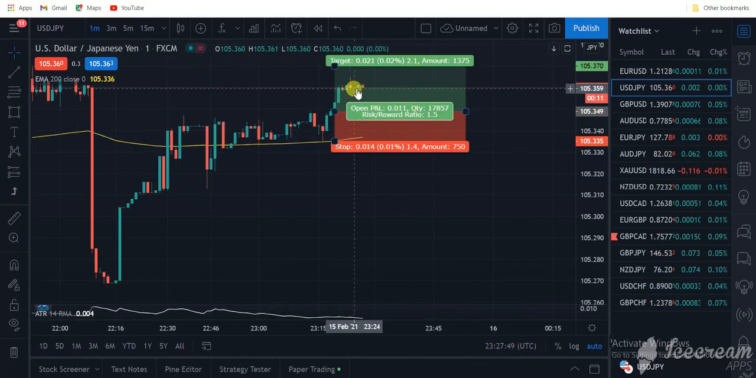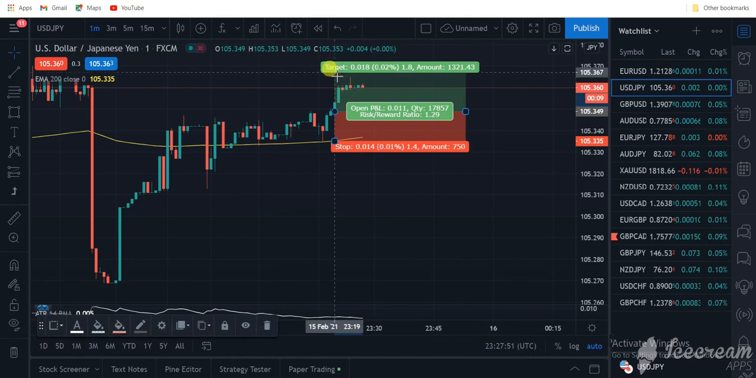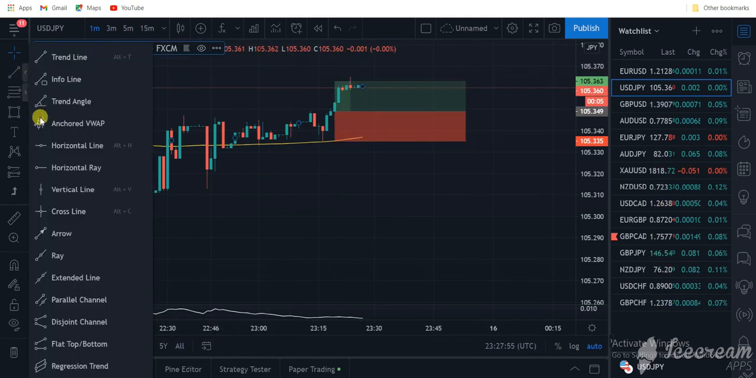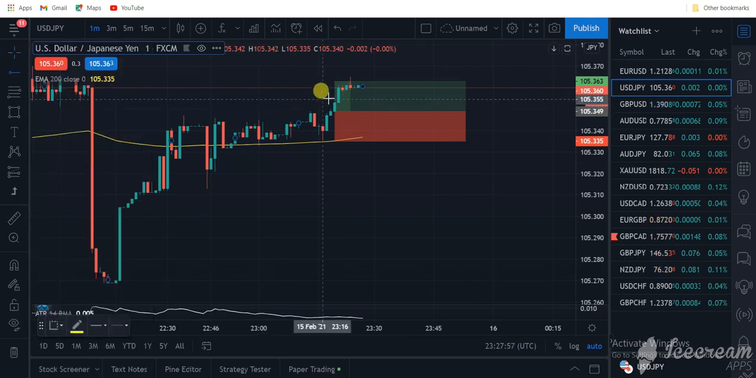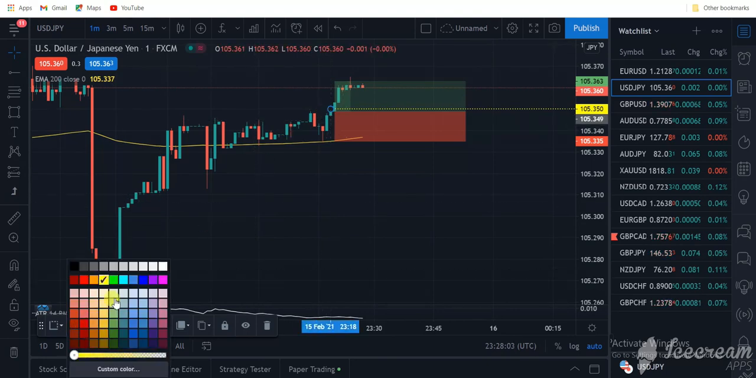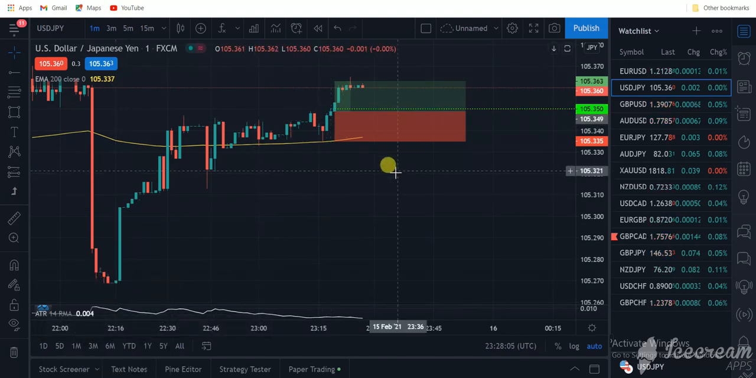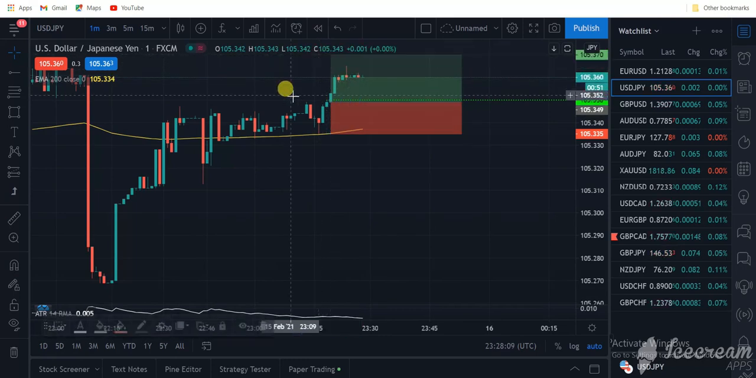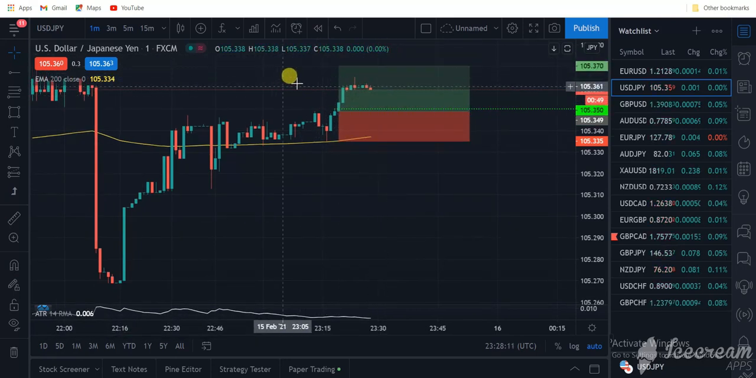Guys, as you can see, a 1-to-1. Let's move our stops to break even on this trade. Horizontal ray, move your stop to break even. So officially guys, this trade is a risk-free trade, because even if the price should retrace back to that point, we lost nothing on this trade and we won nothing on this trade. So our main target is a 1-to-1.5. Let's wait for the result of this trade.